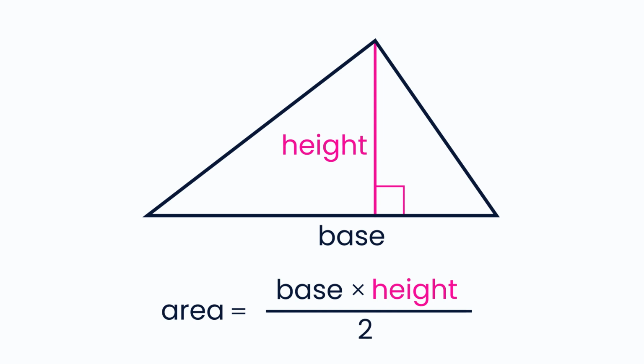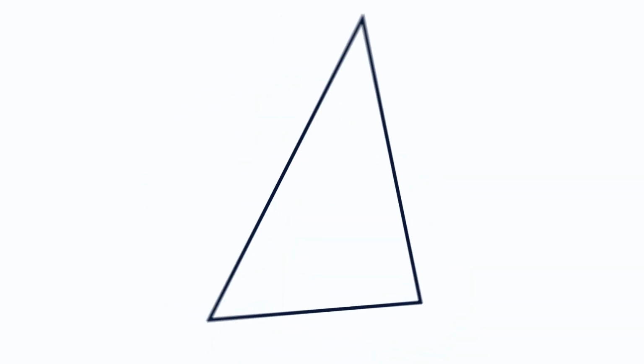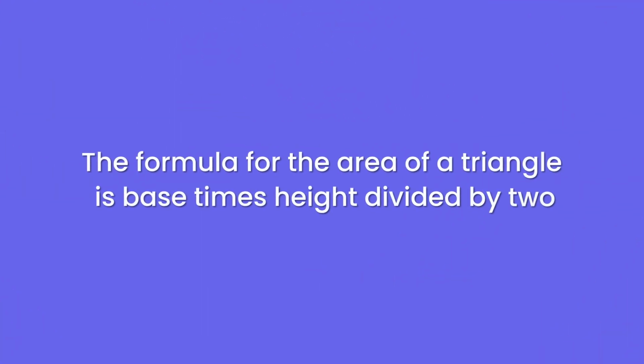It is important that you always pick the correct base and height for the formula to work. Remember, the height will always start at a vertex, and it always forms a 90-degree angle to the base. Fortunately, it does not matter which edge you choose as your base. The area of the triangle doesn't change if you turn it upside down. The formula for the area of a triangle is base times height divided by 2.